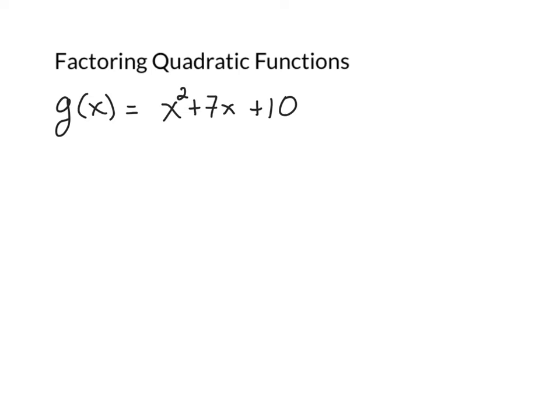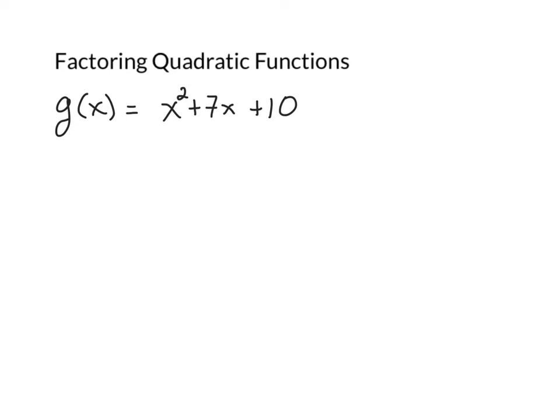All right, we're back, and we have an example in front of us. We have this function g of x equals x squared plus 7x plus 10. I would like to take this from general form, which it's currently in, and move it into factored form. Based on the previous part of this video, we want to find two numbers that add up to 7 and multiply to 10.